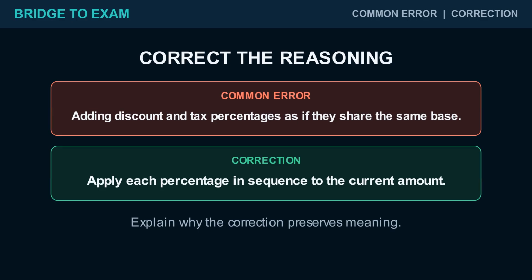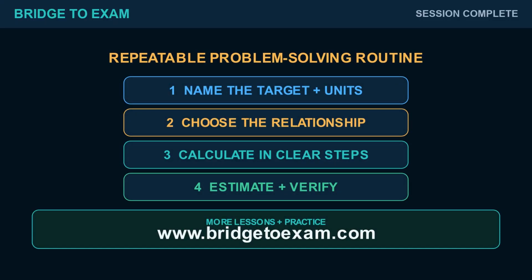Use this routine. Name the target and units. Choose a relationship. Calculate with clear steps. Then estimate and verify. Separate original, change, and final values. Apply the correct multiplier or interest relationship, and verify the direction and approximate size of the change.